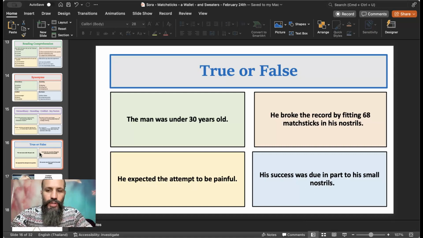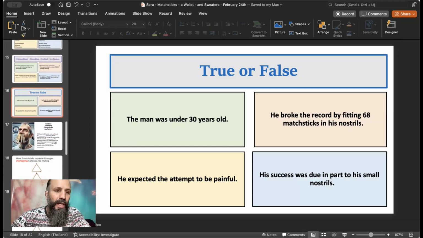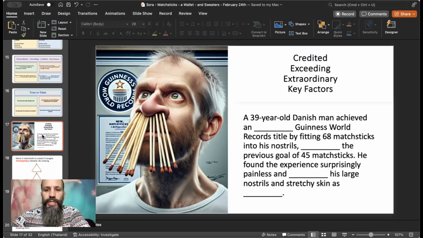And his success was due in part to his small nostrils. Of course, that is false. It would be, again, if he failed, it would have been because of his small nostrils. He had big nostrils and stretchy skin. Go ahead and fill in the blanks with the words that we've learned.